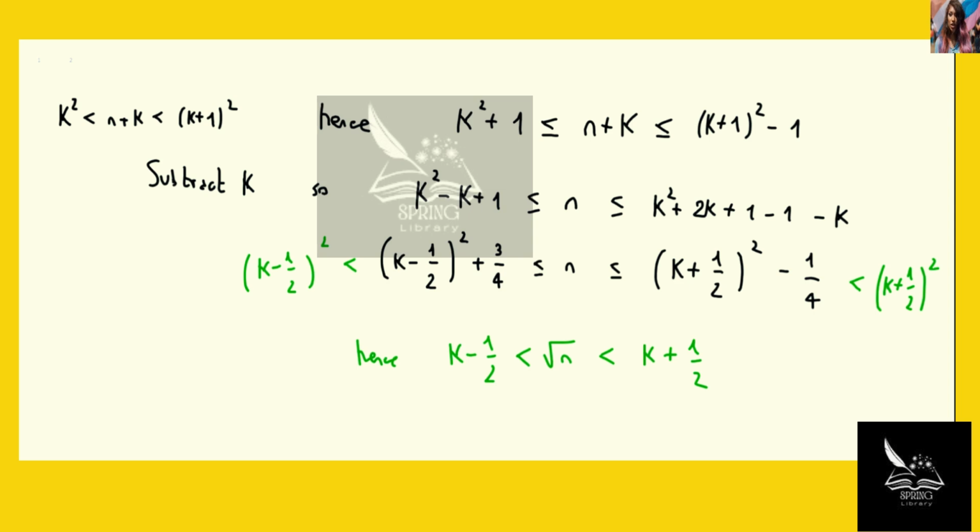But this means by definition that k is the closest integer to the root of n, which is what we wanted to show, because now an was, by the previous slide, n plus k, and we said that k is brackets of root n, and that's the claimed formula.